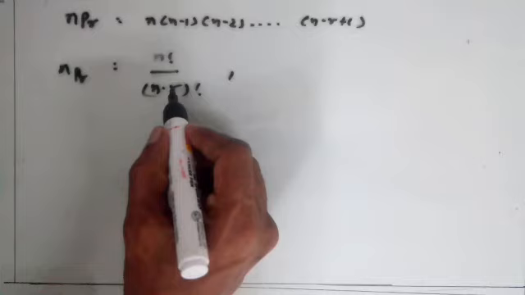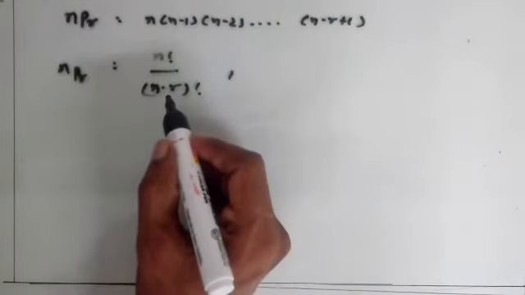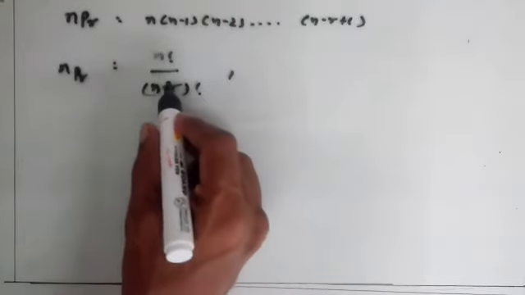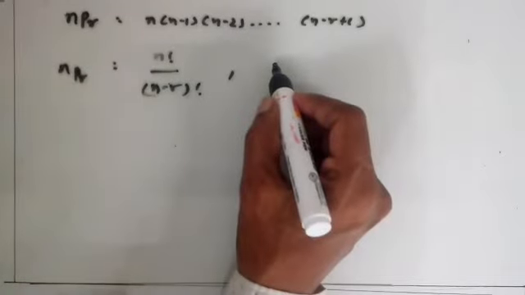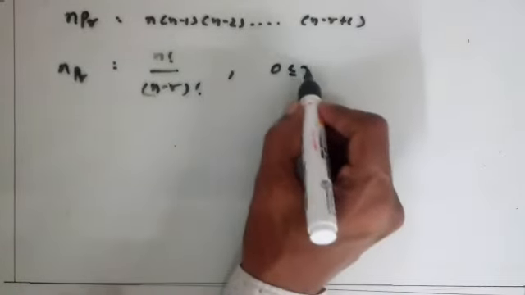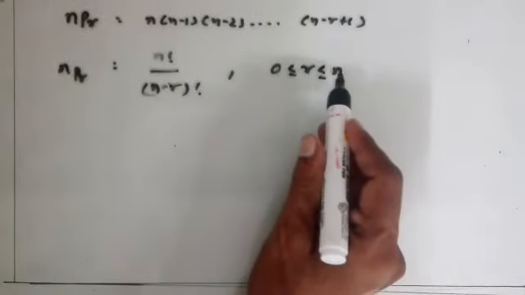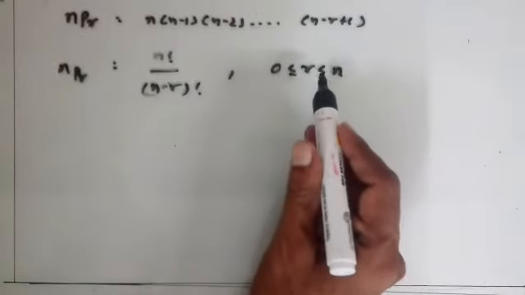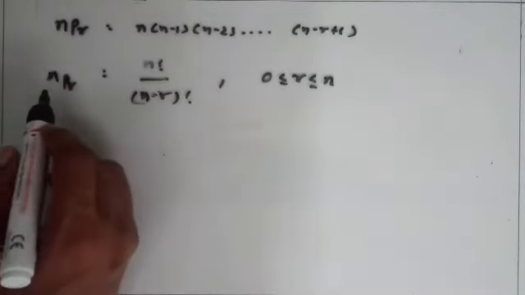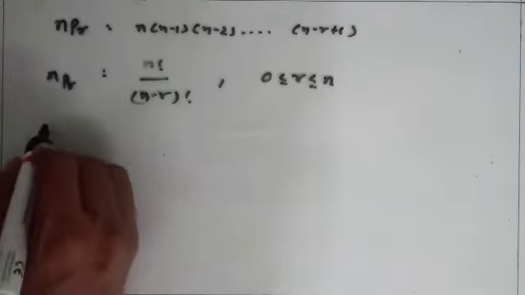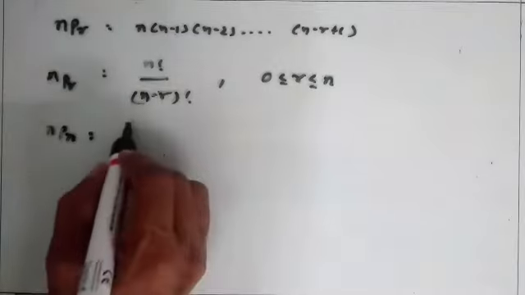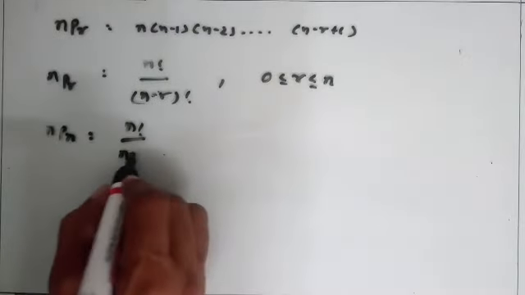Here r is the number of arranged objects. So the value of r lies between 0 and n, maybe 0, in between 0 and n, or less than or equal to n. Clear?